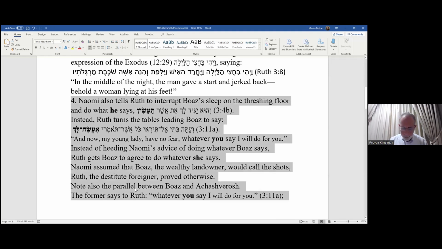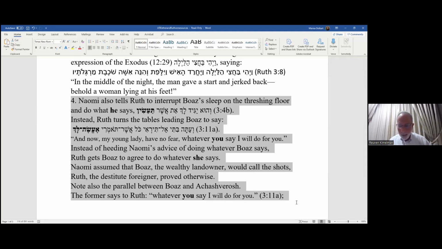Naomi also tells Ruth to interrupt Boaz's sleep on the threshing floor and do what he says. "V'hu yagid lach et asher ta'asin." Instead, Ruth turns the tables, leading Boaz to say, "Vata biti, al tir'i, ko asher tomri eseh lach." And now, my young lady, have no fear. Whatever you say, I will do for you. Instead of heeding Naomi's advice of doing whatever Boaz says, Ruth gets Boaz to agree to do whatever she says.